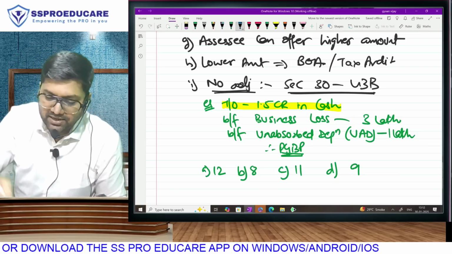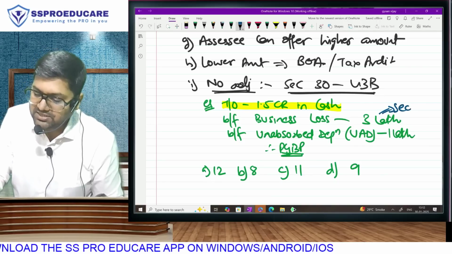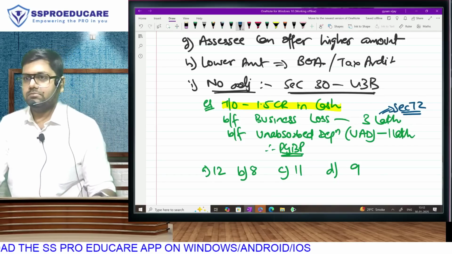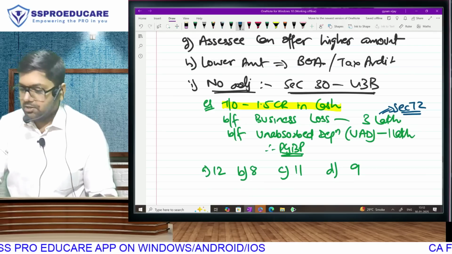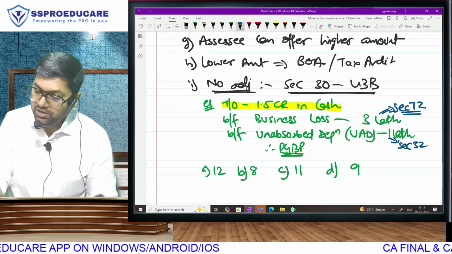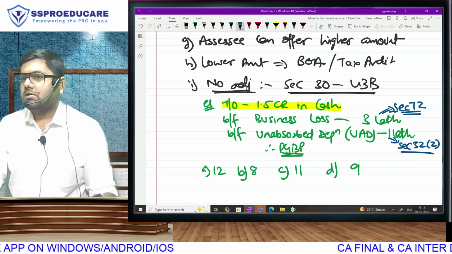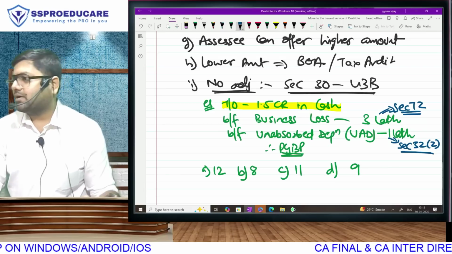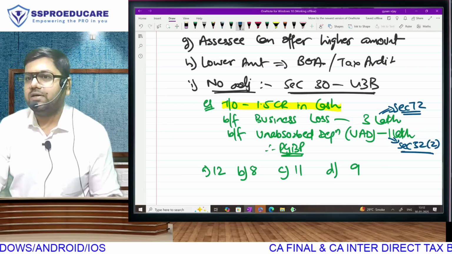In that chapter, it is said that business loss is carried forward under section 72, which we can adjust against future profits. But unabsorbed depreciation will be carried forward under section 32 only, the section of depreciation, 32 subsection 2. If you know the section number, you will get the correct answer. UAD ka carry forward is 32 and business loss ka carry forward is 72.